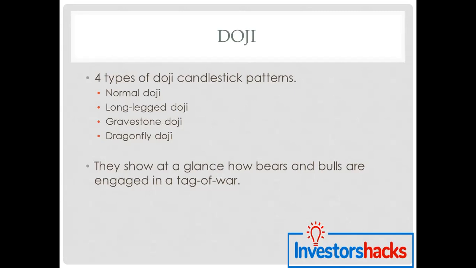Remember we said that when you pair 2 currencies, let's say GBP USD, these 2 currencies are in a tug of war. Each currency there wants to dominate. Therefore, there will be a tug of war. And dojis will show you at a glance how these bears and bulls engage in a tug of war. When I talk of bears, I mean the sellers, okay? When I talk of bulls, I mean the buyers.